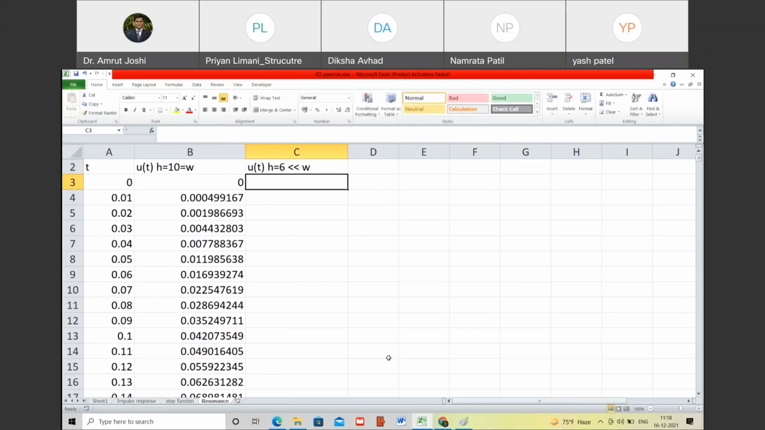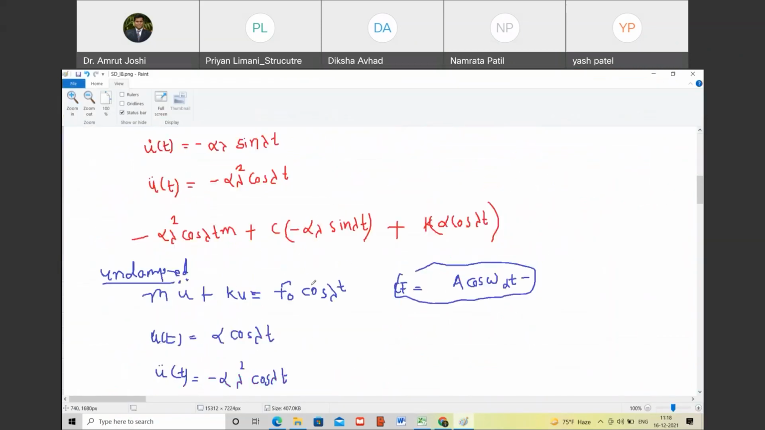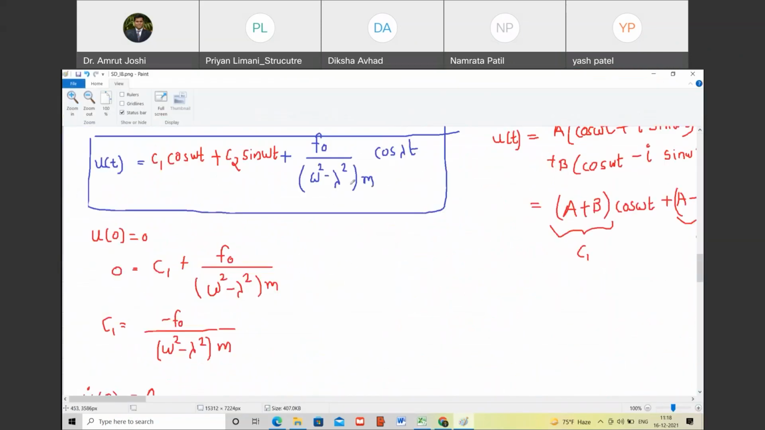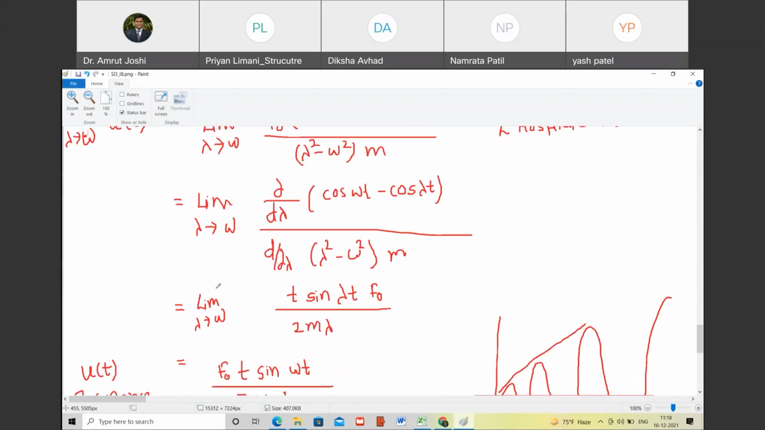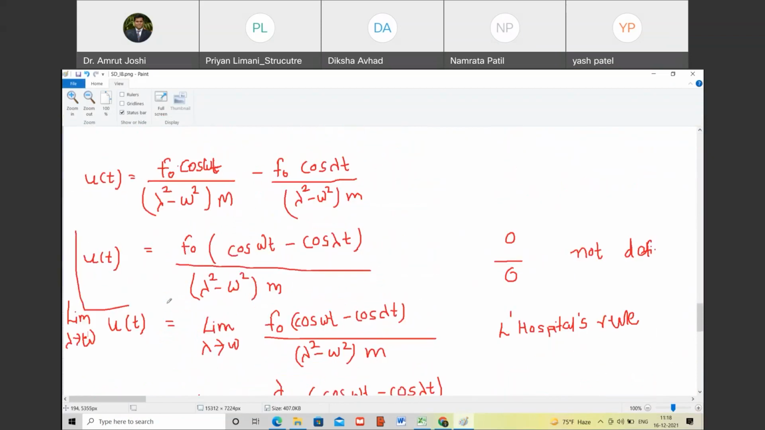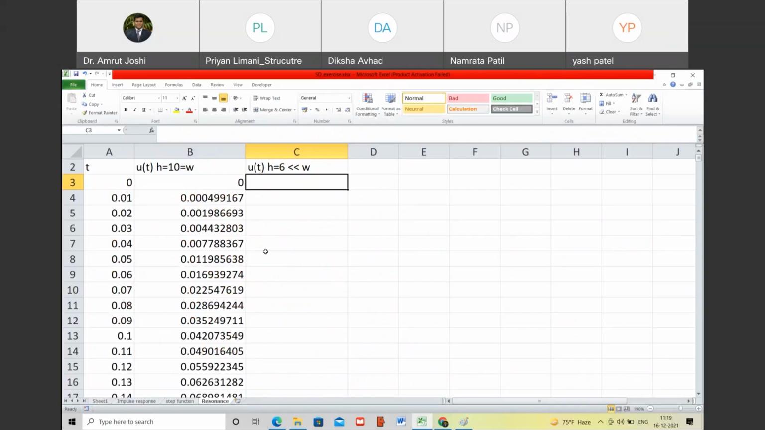So which equation should I consider in this case? This one. I don't have to take the limit now because lambda is not approaching omega. We have lambda is equal to 6, so we are going to consider this expression. And what is the value of C1 and C2? This is the expression that we are going to use now, where we have not taken the limit that lambda tends to omega.